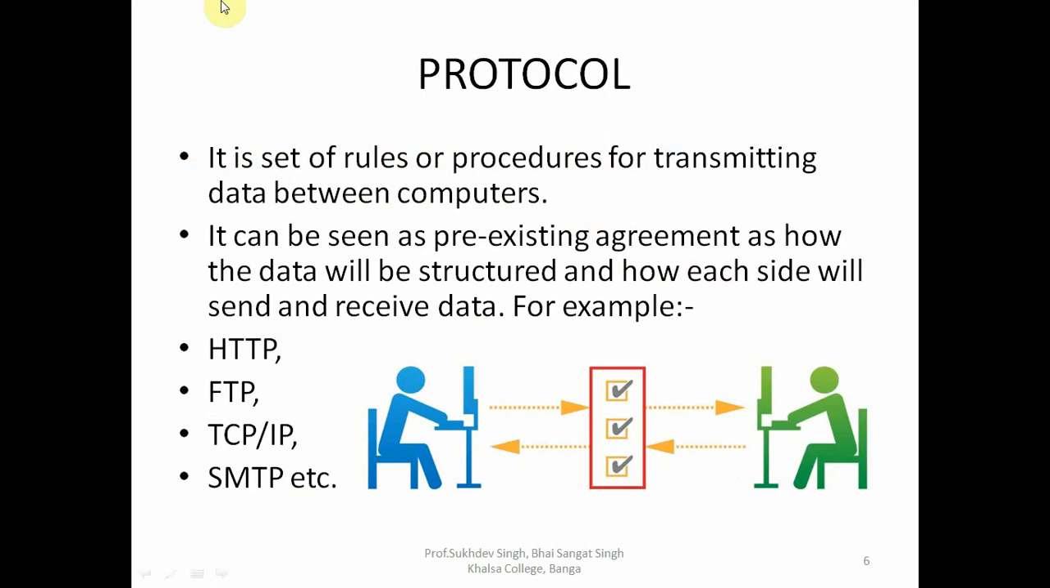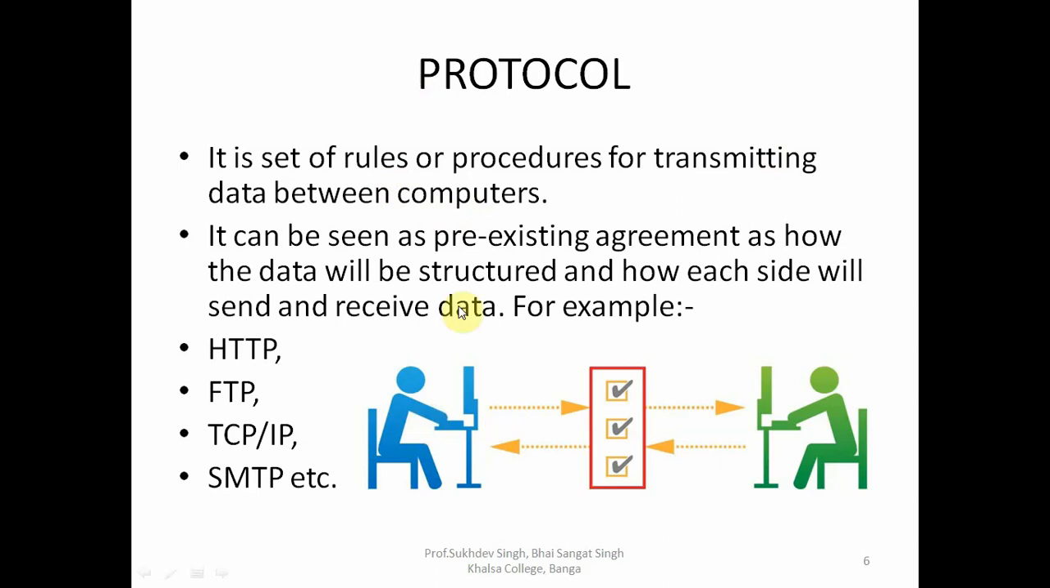Next is protocol. What is a protocol? We can say that it is a set of rules or procedures for transmitting data between computers. On a network there are many computers, and obviously there will be a need to transmit data from one computer to another. The set of rules or procedures for transmitting data is known as a protocol. We have to create the rules for how the data will be transmitted.